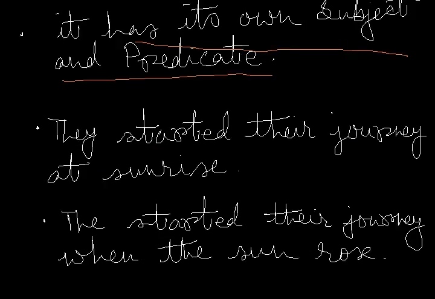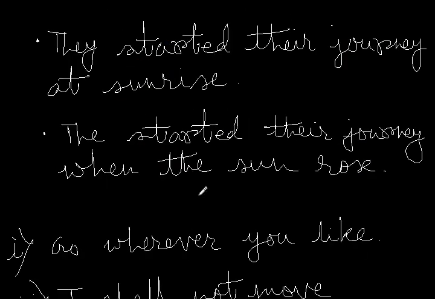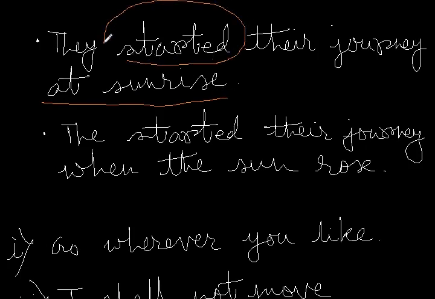Now, to explain adverb clauses, I have chosen two sentences. Look at these two sentences. These will help us to understand the difference between an adverb phrase and an adverb clause. Look at the first sentence. They started their journey at sunrise. When did they start their journey? At sunrise. Therefore, at sunrise modifies the verb started, and this is a group of words that does the job of an adverb. It tells us the time when they started their journey.